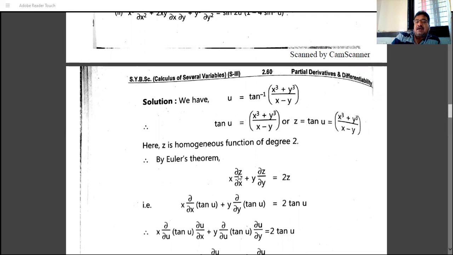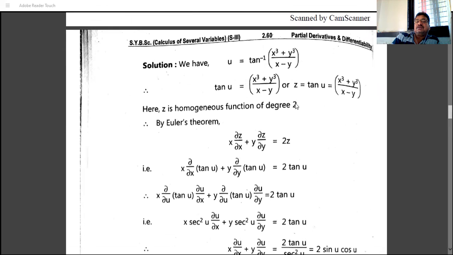∂/∂x... x ∂z/∂x + y ∂z/∂y = nf. So use the notation z, or phi, or psi, or small f or capital F. Okay, so here the notation is z. So by Euler's theorem, x ∂z/∂x + y ∂z/∂y is 2z.